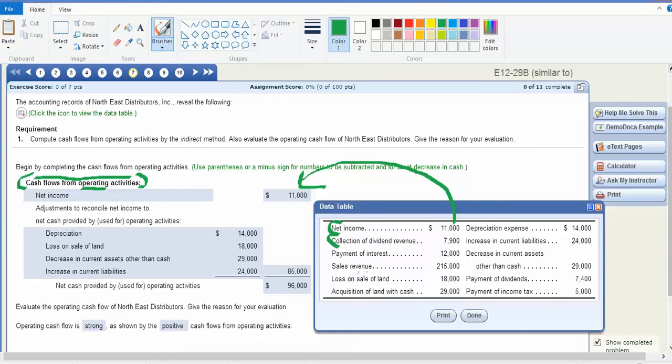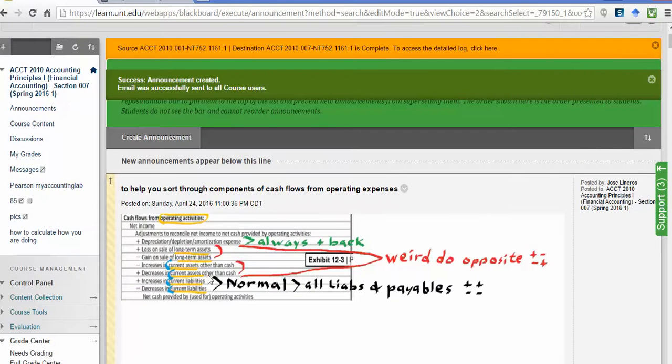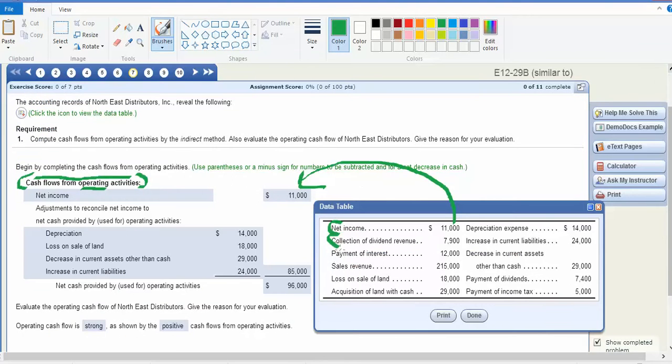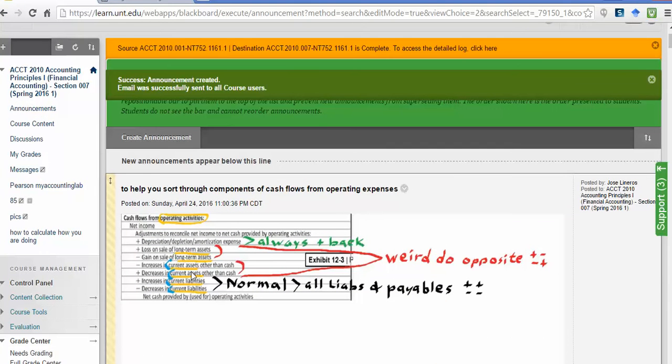Payment of interest. Again, where is payment of interest? If you have interest and you owe it and you pay it, where is interest up and down here? Interest is an expense. Interest is not a long-term asset, and it's not a current asset or a current liability. It's an expense. This goes on the income statement. It has nothing to do with these categories. This is why I was stressing before, everything's a current asset or a current liability except for this oddity of loss or gain on long-term asset.